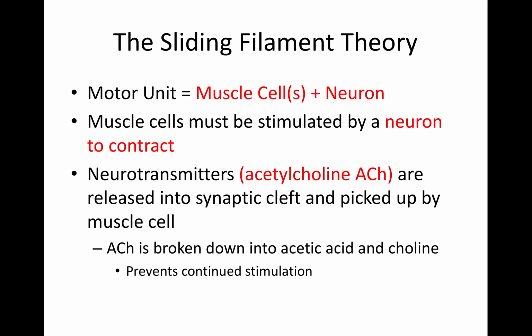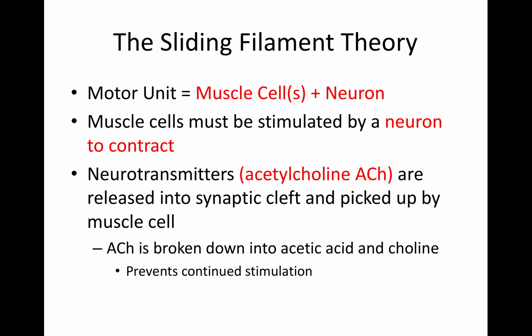So in order for muscle contraction to happen, our muscle cells have to be stimulated by a neuron. And so what we call a muscle cell and a neuron together is a motor unit. Our neurons release neurotransmitters, which are chemical messengers. And those chemical messengers get released into the synaptic cleft, or the space between the neuron and the muscle cell.